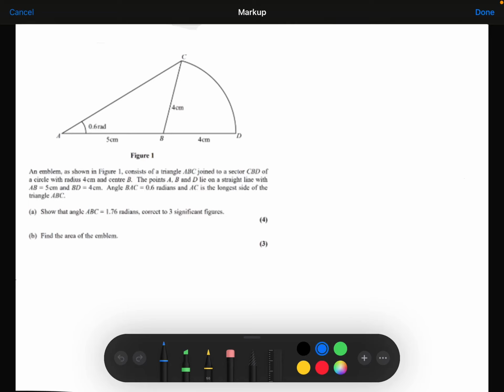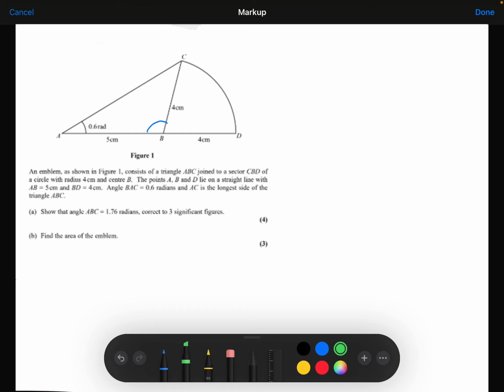An emblem as shown in figure 1 consists of a triangle ABC joined to a sector CBD of a circle of radius 4 and centre B. The points A, B and D lie on a straight line with AB equal to 5 centimetres and BD equal to 4 centimetres. Angle BAC is 0.6 radians and AC is the longest side of the triangle. We need to show that angle ABC is 1.76 radians.